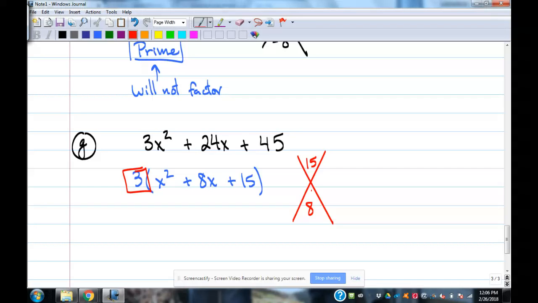8. Okay, 5 times 3 is 15, 5 plus 3 is 8. We have x squared plus 3x plus 5x plus 15. Again, it doesn't matter what order you do that in. Now what?